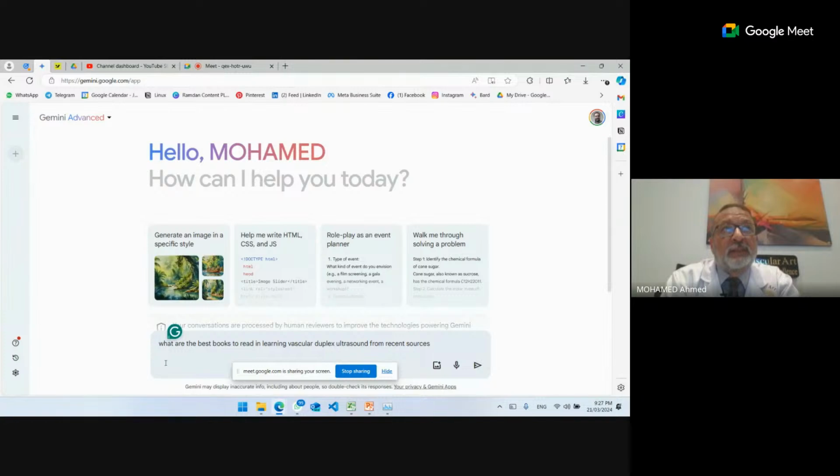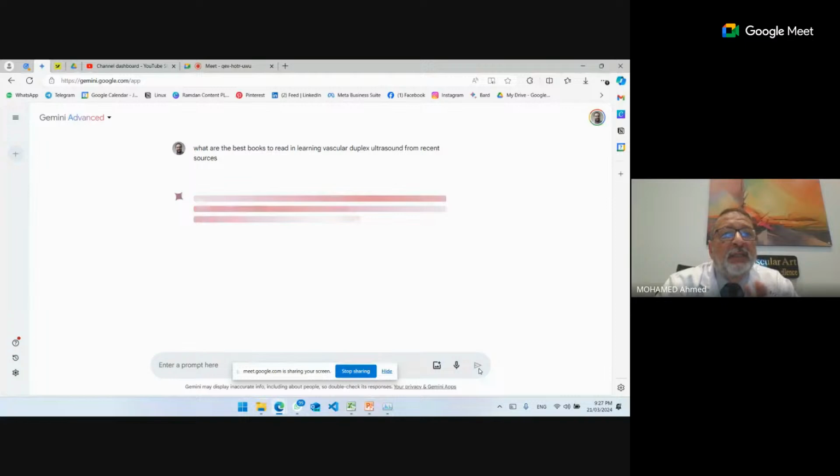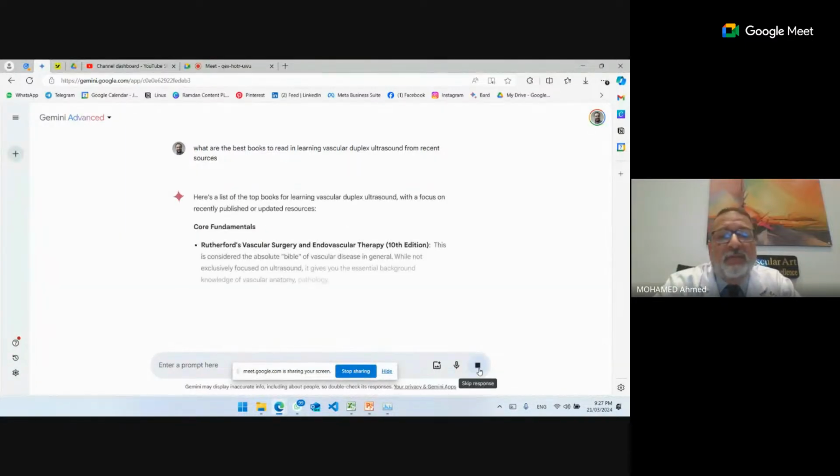I've put this question to Gemini, which is the preferred artificial intelligence platform by Google. I recommend you use it for medicine and for vascular surgery. You can see this is the recent version, called Gemini Advanced. Very few computers have this. Again, number 1, the Rutherford textbook.